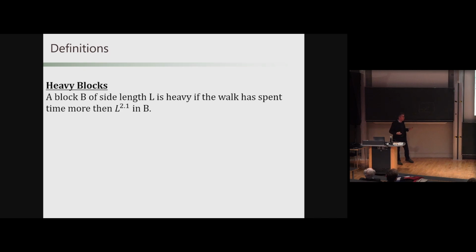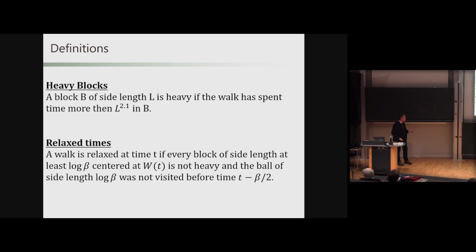If it were just regular simple random walk, assuming it entered the block, the expected amount of time would be order L squared. So the probability of spending time L to the 2.1 there should be extremely small, like e to the minus L to the 0.1 or something. So at least for simple random walk, you would not expect to see large heavy blocks coming up. Okay, and then we'll say that at time t, the walk is relaxed if I look at all of the blocks centered around its current location, and none of them are heavy. So on every scale, the walk hasn't spent too much time around its current location.